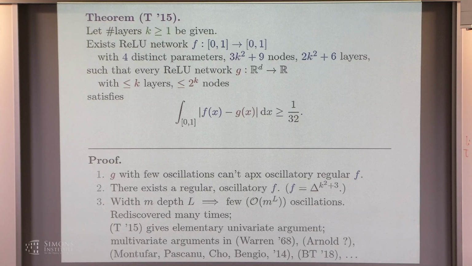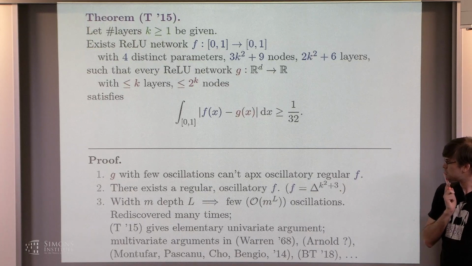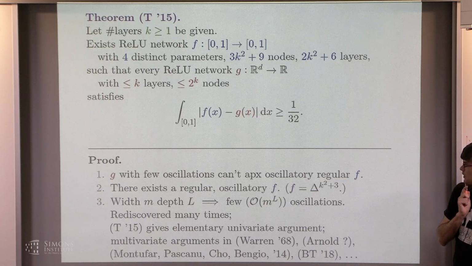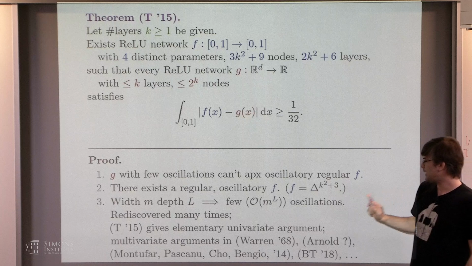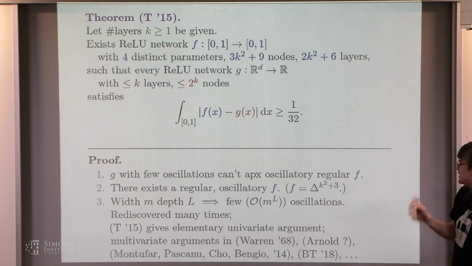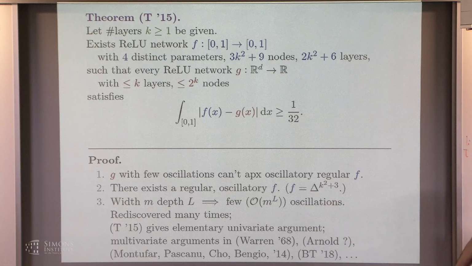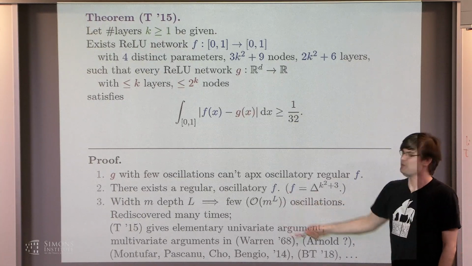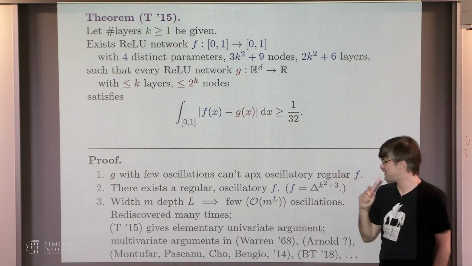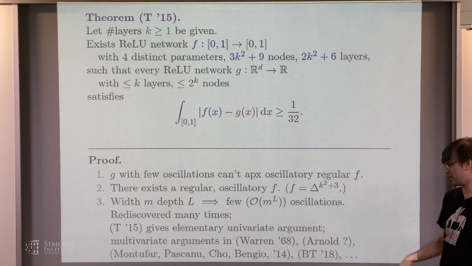So there are 3 components of the proof. That's one of them. Another component of the proof is to say there exists such an oscillatory function. We already know that. We just constructed it. And another part of the theorem is to say that with a shallow network, we can't hope to have a function with few oscillations. And there are many reproofs of this. I proved it in the univariate case because it's just some simple counting argument.